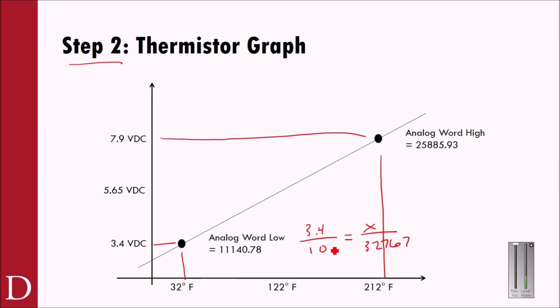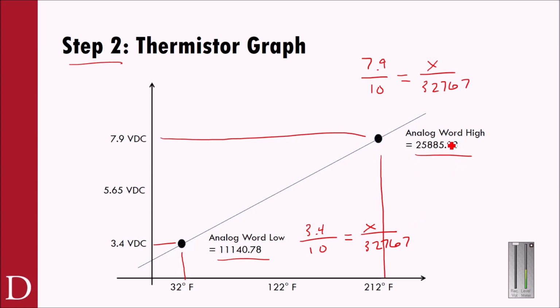You do your cross multiplication here. You get 3.4 times this and set that equal to 10x. And if you divide that out, you'll get 11,140.78. You do the same thing up here for the analog word high value. 7.9 is to 10 as some number is to 32,767. You multiply 7.9 times 32,767, set that equal to 10x, and then divide it out, and you get your 25,885.93.